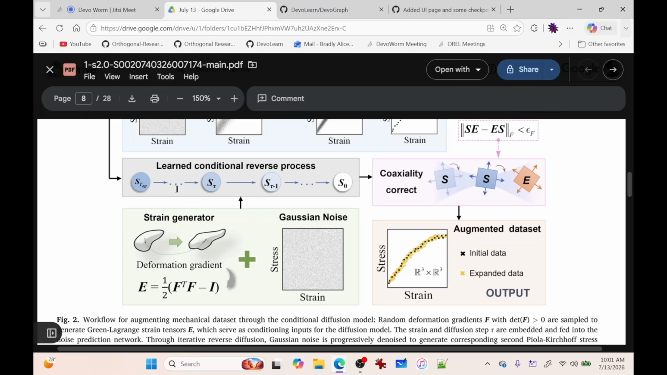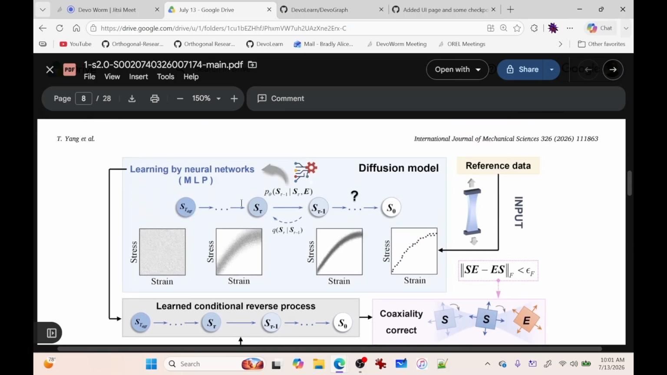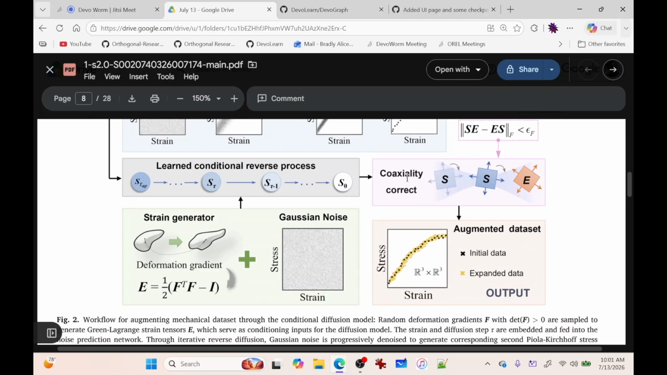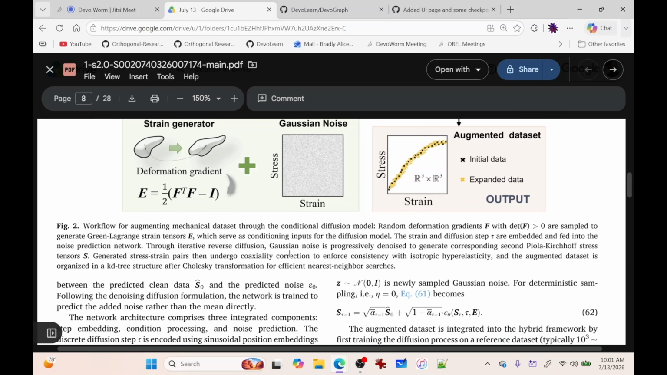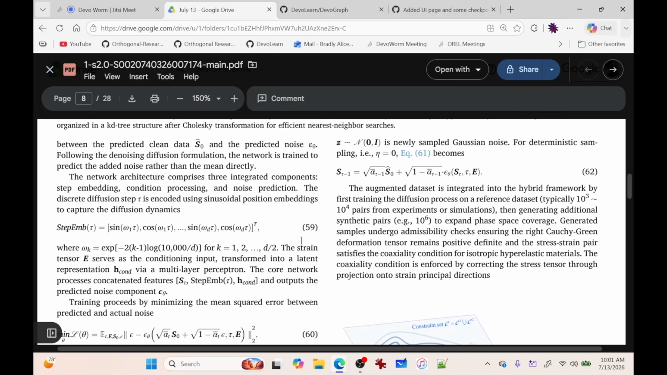And then feeding into this learned conditional reverse process, we have the strain generator, which is the deformation gradient on these domains, plus Gaussian noise, which is going to be used in the diffusion model. And that's Gaussian noise for the stress-strain relationship. So you're basically obscuring that stress-strain relationship to recover incomplete states of that stress-strain relationship and making it more robust in the process.